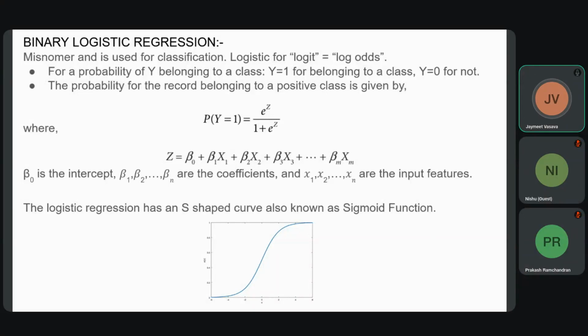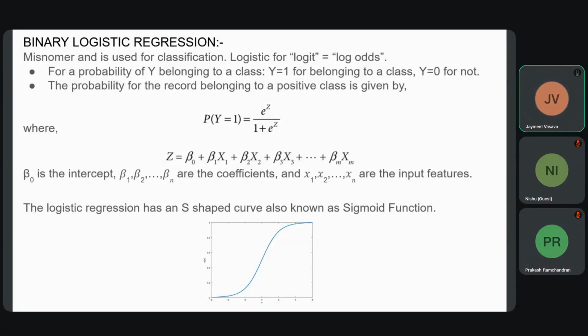If y's value is equal to 1, it belongs to a class, and if y's value is equal to 0, it does not belong to a class. So the probability of y equals 1 can be written as e raised to z divided by 1 plus e raised to z, where z is beta 0, the intercept, plus beta 1 x1, beta 1 being the coefficient, plus beta 2 x2 till beta m xn, where x is nothing but the input features.